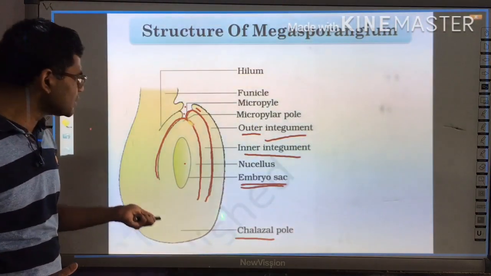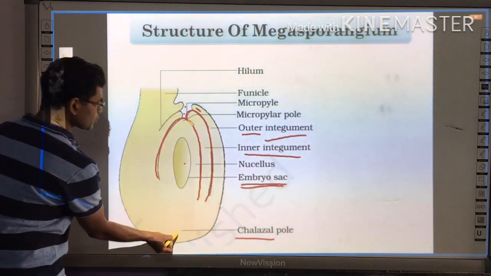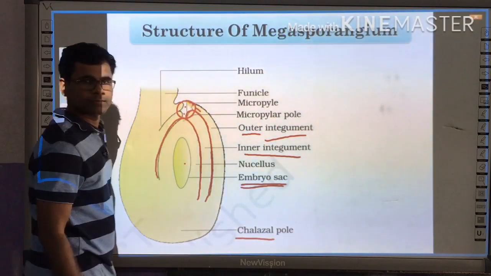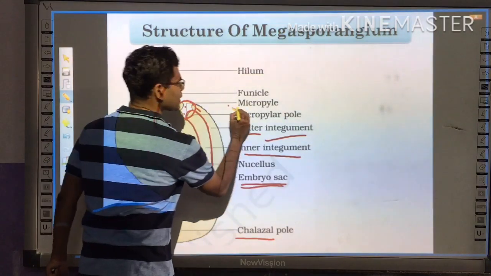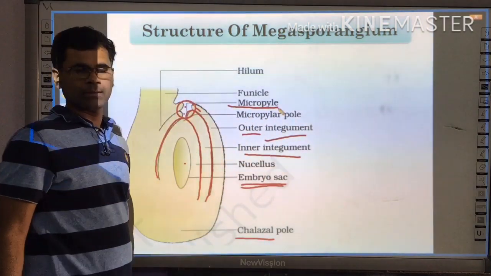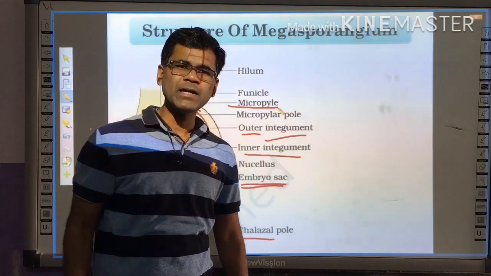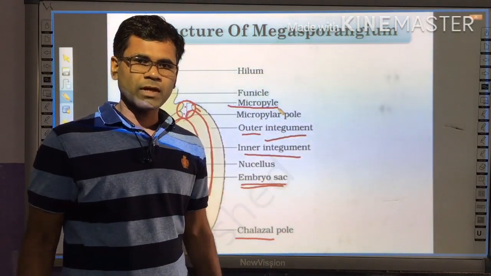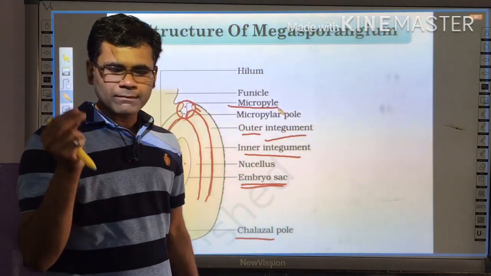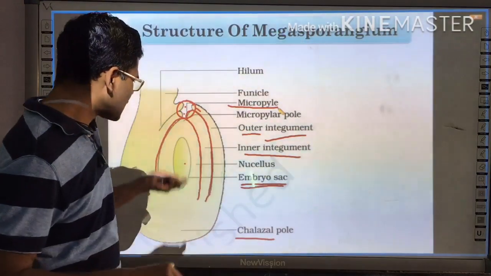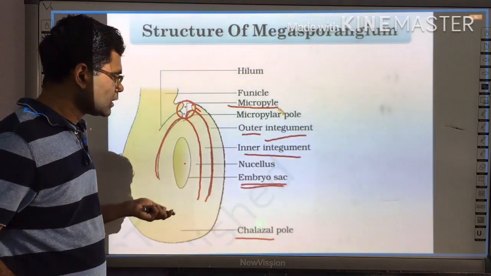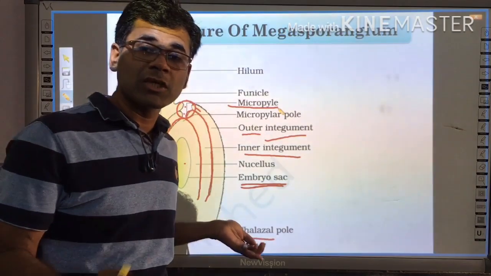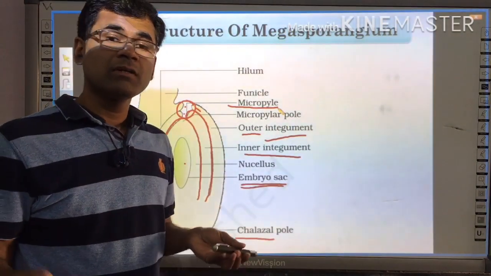Just opposite to this chalazal pole, there is a small opening, as you can see here, and this small opening is called the micropyle. Micro, very small, pyle, opening: micropyle. It is a small opening which is present just opposite to the chalazal pole. And these two, micropylar pole and chalazal pole, define the polarity of the ovary.